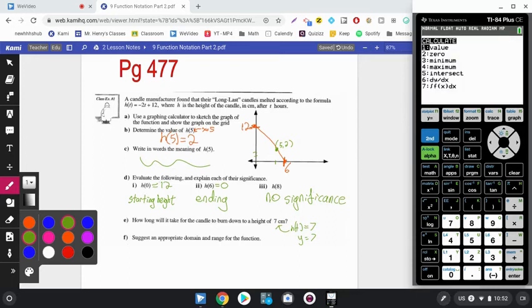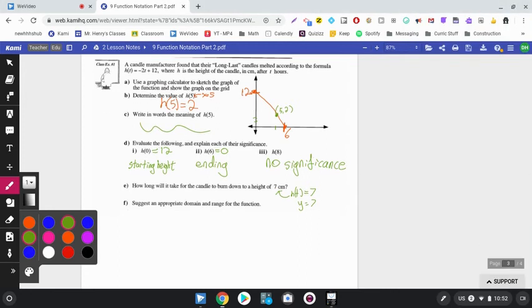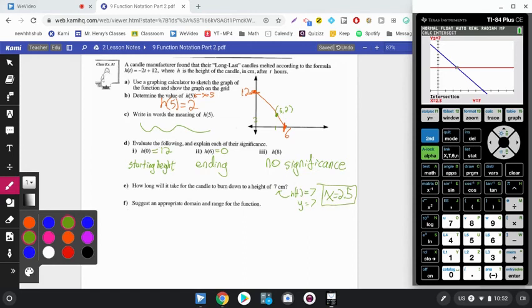Second calc, I can press 5 or I could scroll down. I'm finding an intersect. On the first curve, yeah, I'm on the diagonal one. Second curve, yeah, it jumped. Now I'm on the horizontal one. And now make a guess. I make a fairly good guess. X equals 2.5, Y equals 7. Okay, so your answer for that one, X equals 2.5. And I can see that on my graph.